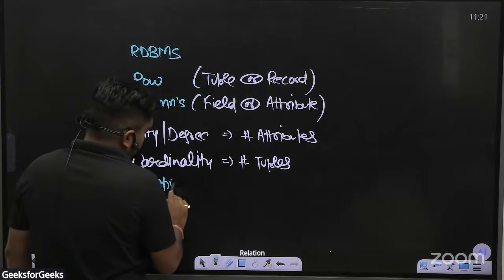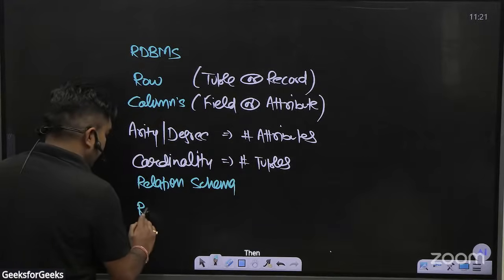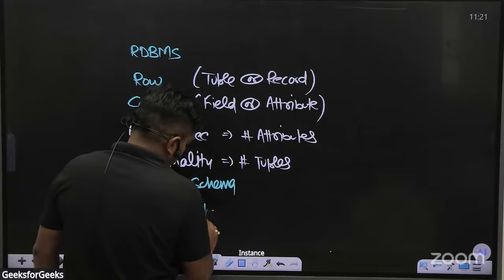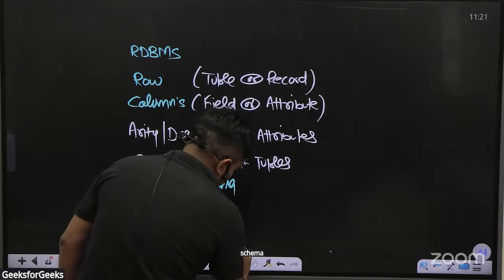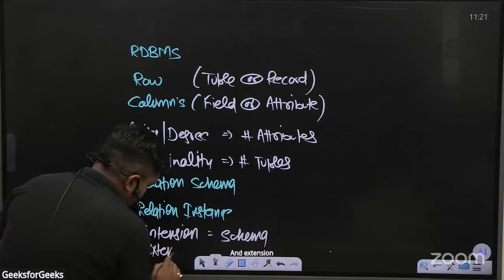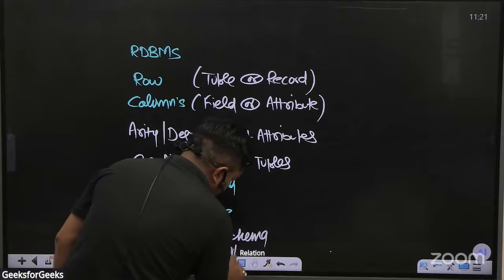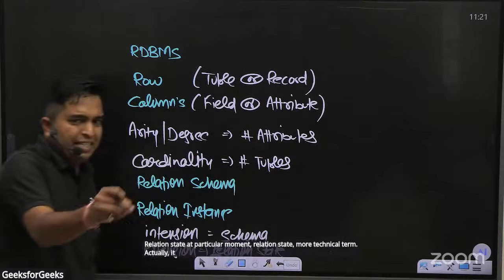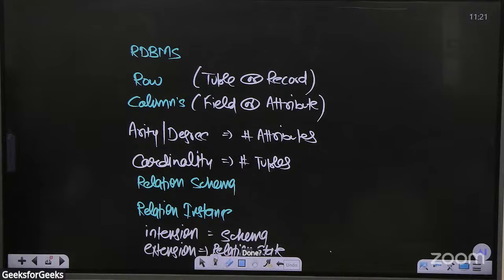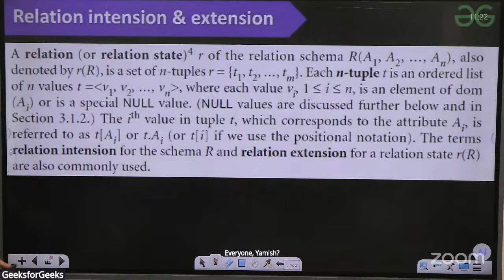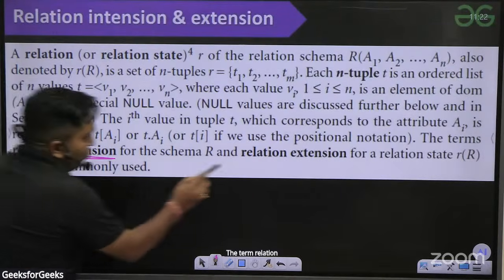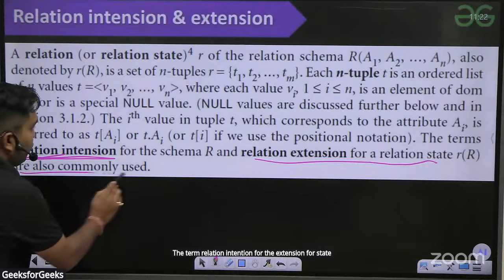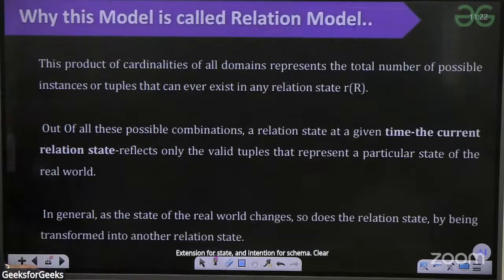After that, relation schema, table abstraction. Then we know relation instance, then intension for schema and extension for state. Relation state at a particular moment, a more technical term, is actually the present table. Done, done. Any doubt? Please acknowledge. Any doubt? Praveen, clear? Everyone? Yomesh? Now it is mentioned the same thing, that the term intension is for the schema and extension for state. Clear? Same thing it is mentioned.